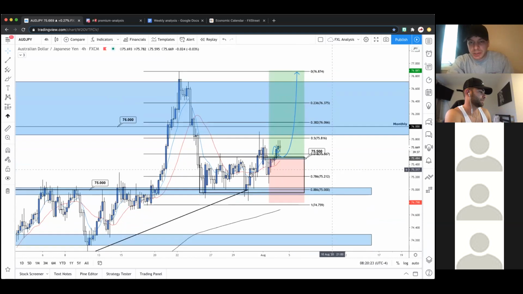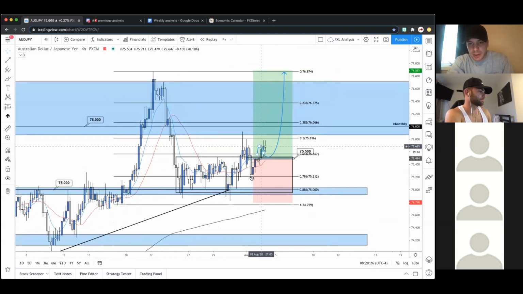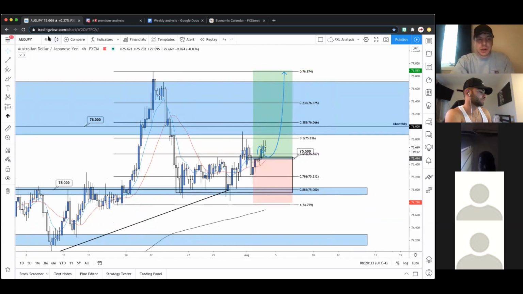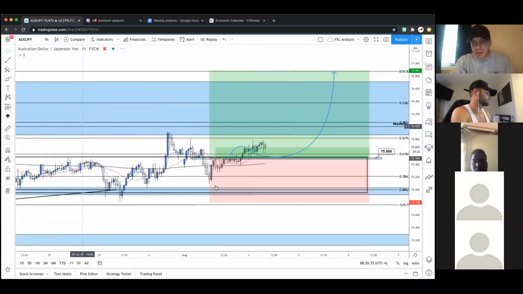So right now it looks like we have another attempt at breaking this. And then we did see a higher low after this fake breakout. So this is a good sign. It's definitely looking more bullish than anything else. Well, let's drop to the 1 hour and discuss entry opportunities.